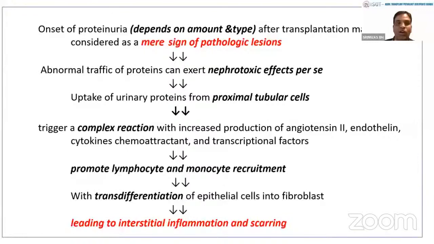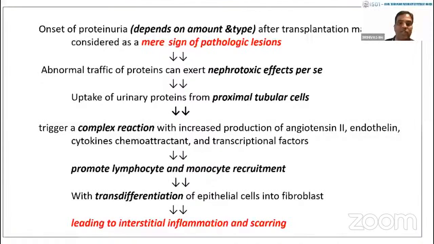So again, we need to look for post-transplant proteinuria, which is a major sign of the pathological lesions. It is causing different pathological lesions. But how is it causing the pathological lesions? This post-transplant proteinuria, that abnormal trafficking of the proteinuria, is causing the nephrotoxic effects per se.